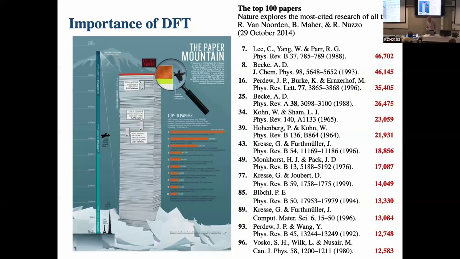But then if you look at the top 100 most cited papers, you see that there's a bunch of those that are related to density functional theory. Actually, there are many of those that are related to the functionals, because finding a good functional is something that is very important. Okay? And there are obviously some about the codes. This is the paper about VASP. This is about the k-point sampling. But this one is about VASP also, so there are a number of citations.